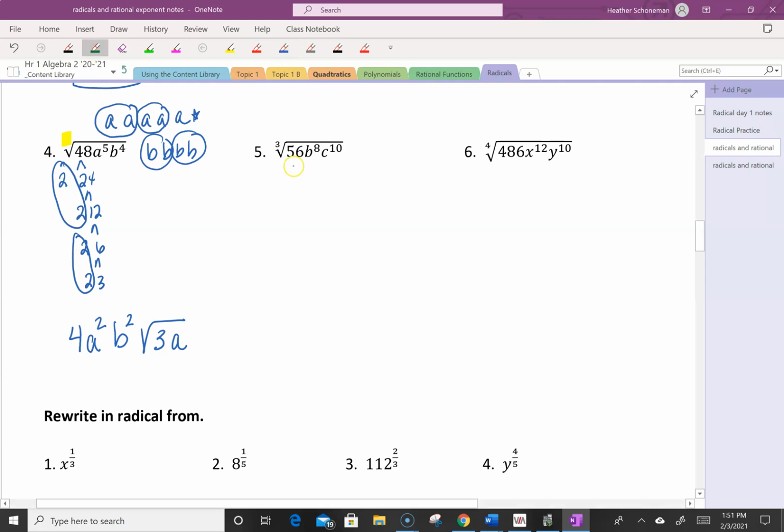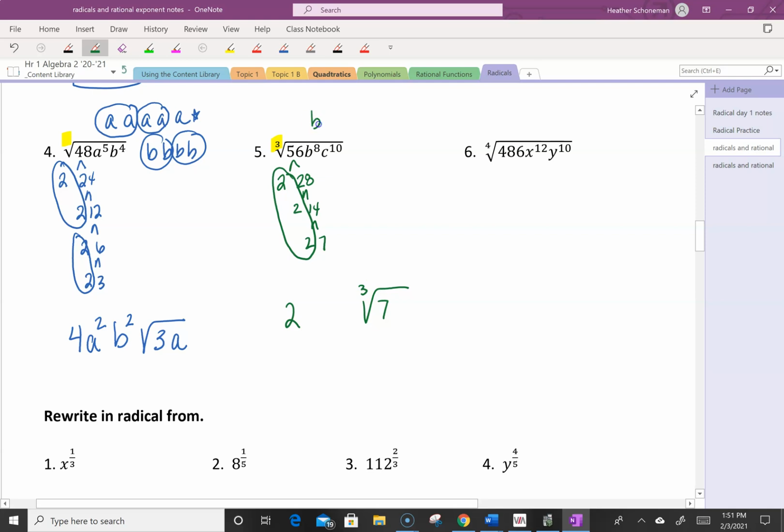Okay, let's try this again for number 3. So 56, now we're finding the cube root here. 56 is 2 and what? 2 and 28? 28 is 2 and 14 and 2 and 7. So I'm looking for a group of 3. So the 2 goes outside, the 7 goes inside, and I remember to put my 3 on the shelf.